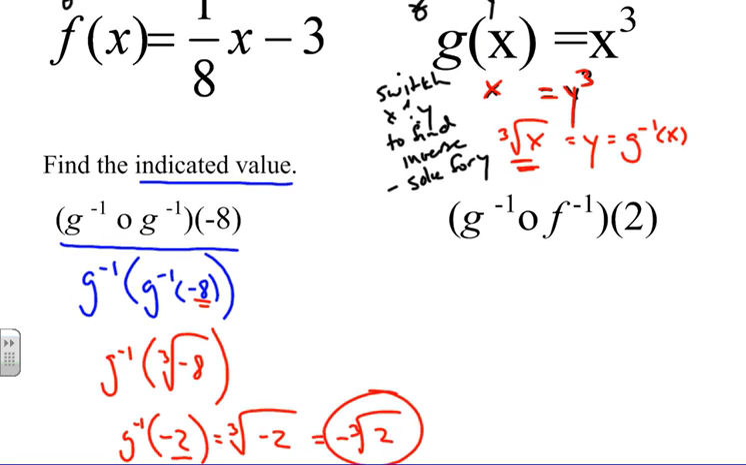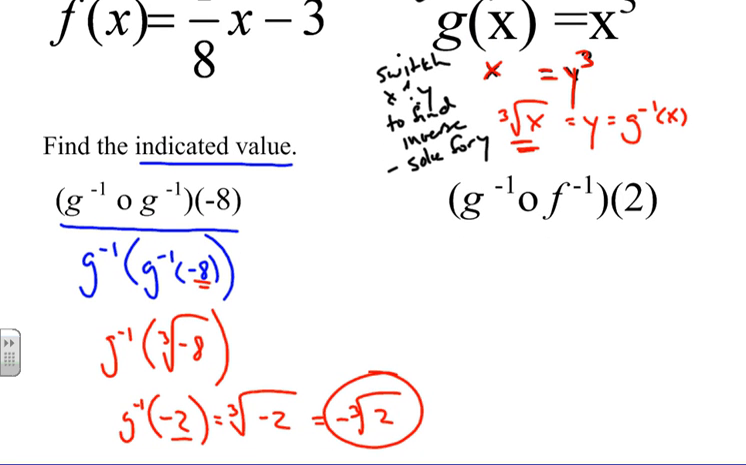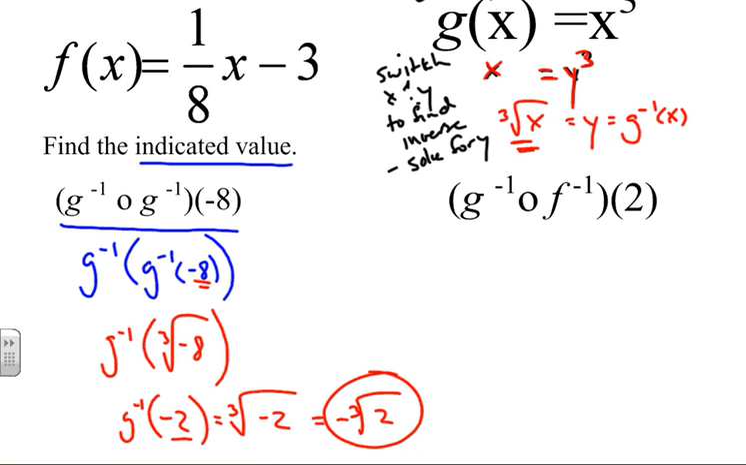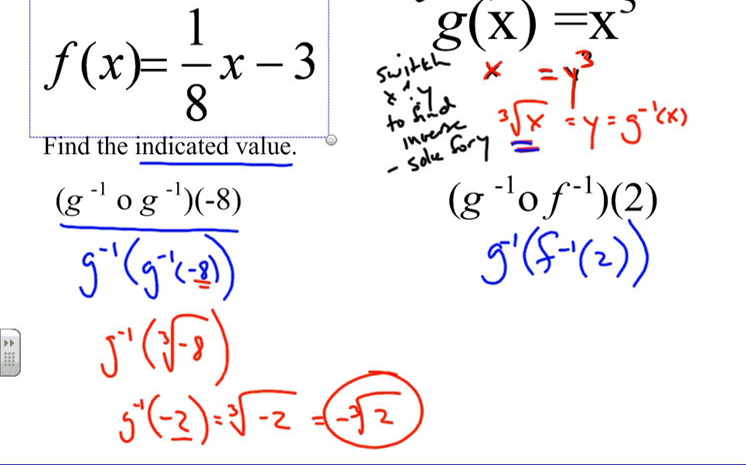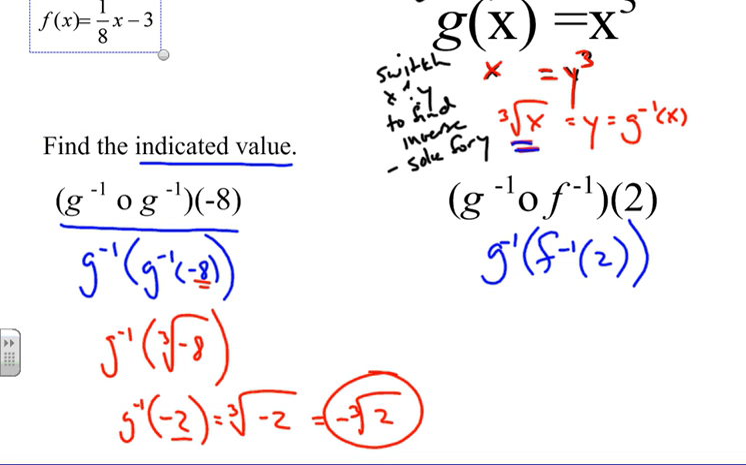When we have another one, we're going to try this one right here. With this one, we're going to need to find the inverse of g, which we already know, found that right there. And then we need to compose that inverse of g with the inverse of f of 2. So what is the inverse of f? Because I need to know that first, because I need to plug 2 into there. Well, I have f, and now I'm going to find the inverse of this.